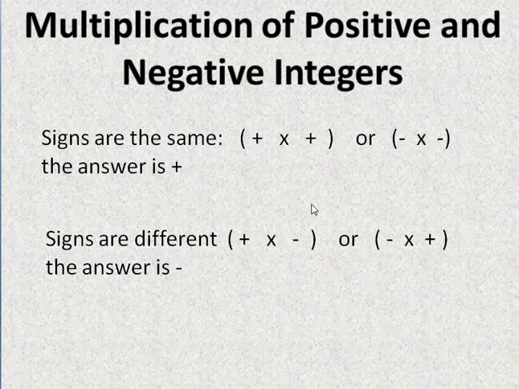So the first rule: if you have signs that are the same, so a positive times a positive or a negative times a negative, the answer is always going to be positive. That makes sense with a positive times a positive. Negative times a negative gets tricky, but I'll show you why in a couple of minutes. And when the signs are different, positive times a negative or negative times a positive, the answer is always going to be negative. So let me show you using a number line.